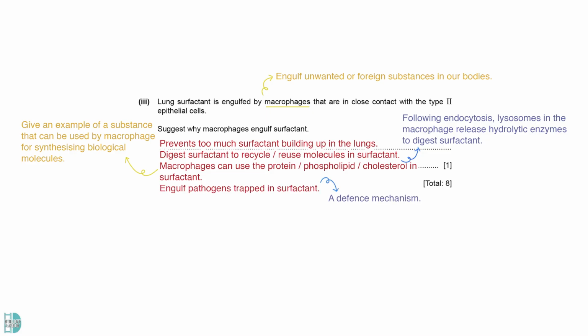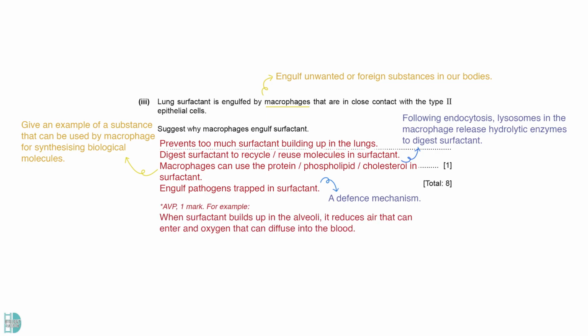Pathogens may be trapped in the surfactant. Macrophages engulf the trapped pathogens and destroy them as a defense mechanism. There is a mark for AVP. For example, you can state the negative impact of having too much surfactant in the alveoli on gas exchange.